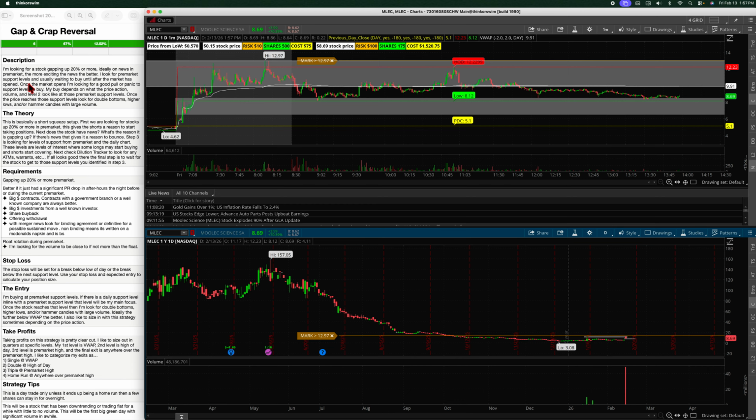I look for pre-market support levels and usually just wait to buy until after the market has opened. Once the market opens, I'm looking for a good pull or panic to support levels to buy. My buy depends on what the price action, volume, and level 2 look like at those pre-market support levels. Once the price reaches those support levels, look for double bottoms, higher lows, and/or hammer candles with large volumes on the smaller time frames.